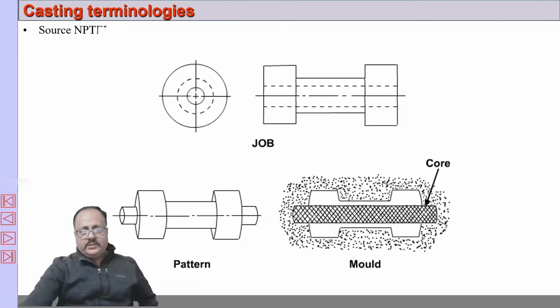This is another example which I have taken from NPTEL lectures. This is the job with an internal hole, similar holes. So you can see here, these are core prints. In these core prints, the core is fitted, and you can see this straight edge is tapered, and it is slightly bigger than the final casting. So this is the use of pattern.